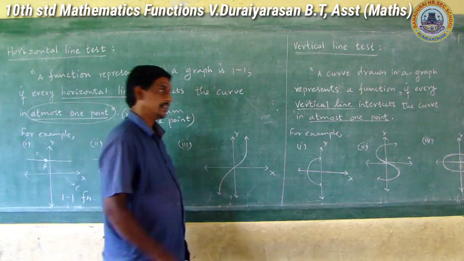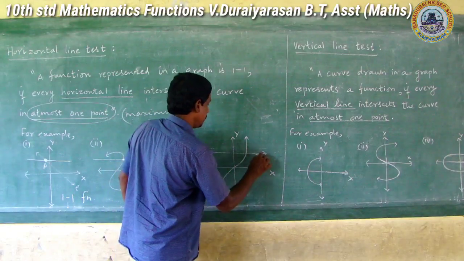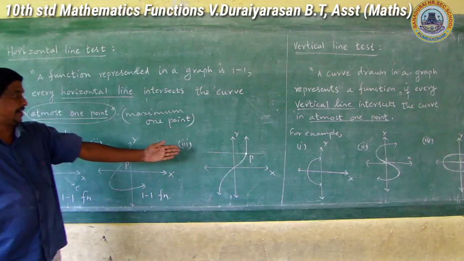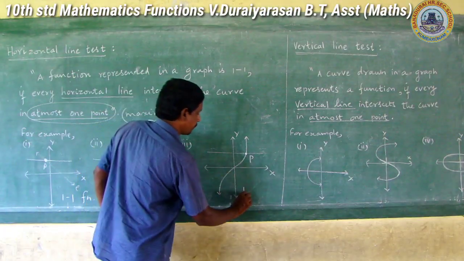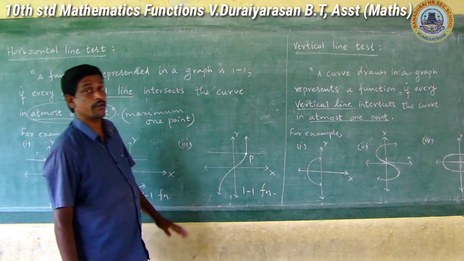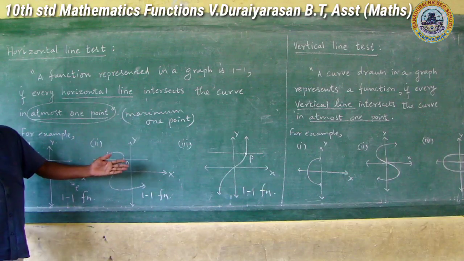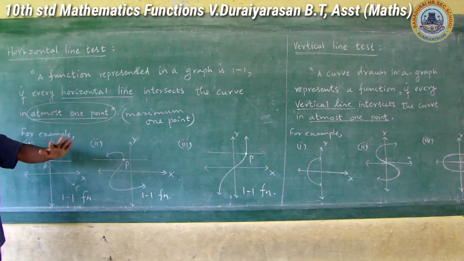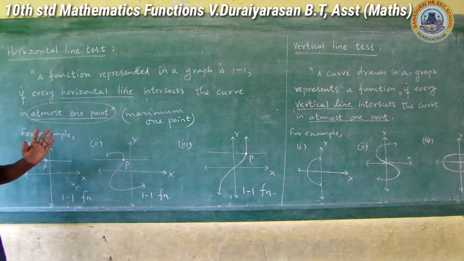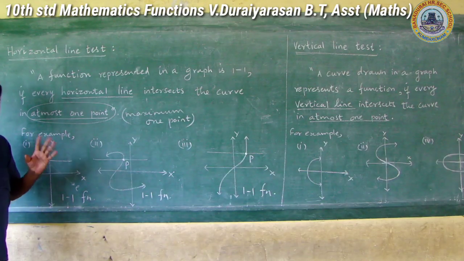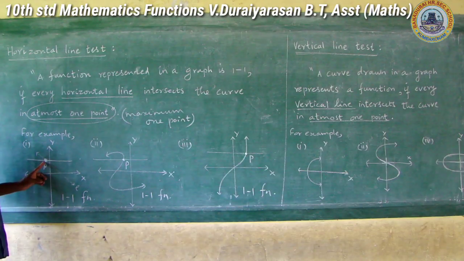The third one. In a similar way, draw the horizontal line; it meets at only 1 point. So the third example is also a 1 to 1 function. Is the given curve or straight line a 1 to 1 function or not? How do we define whether a graph is 1 to 1? Only one condition: draw the horizontal line, and it must meet at exactly 1 point.